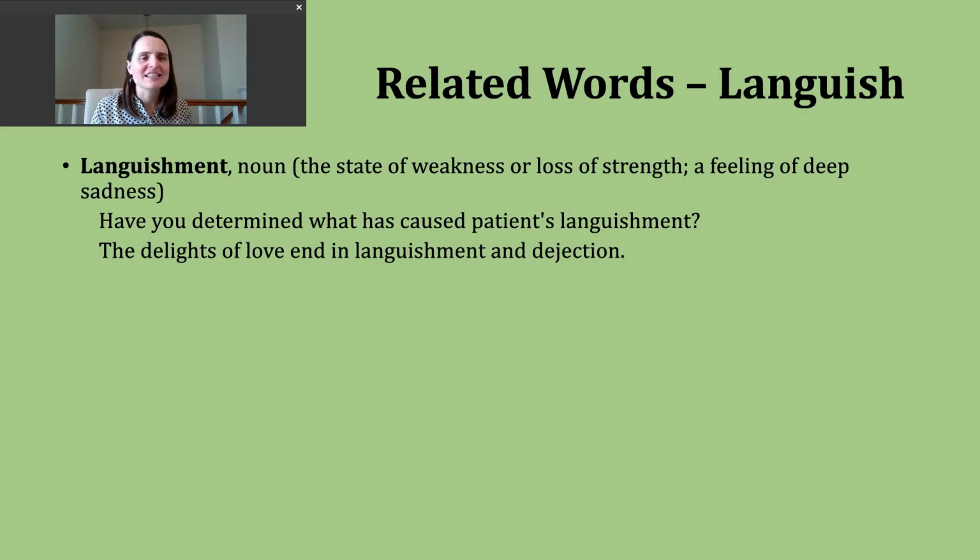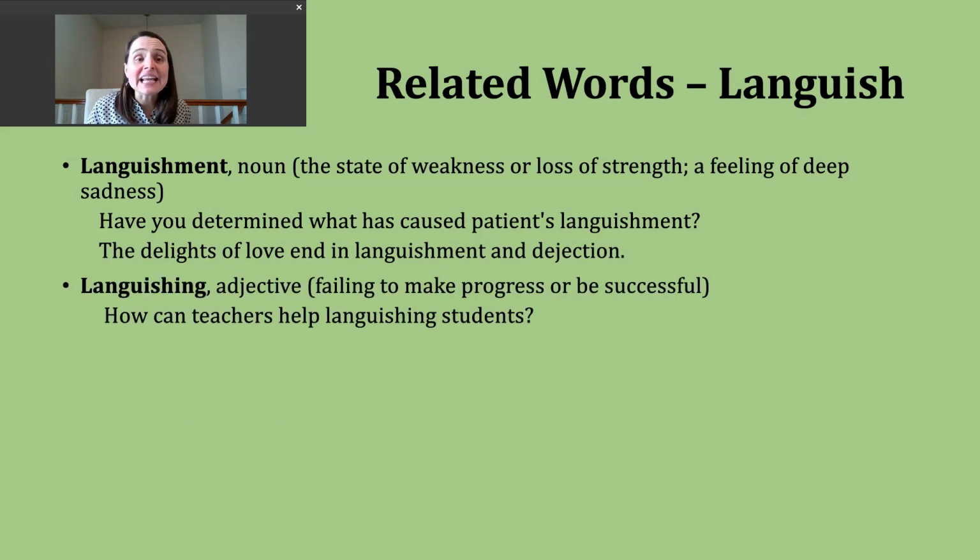An example of this, the delights of love end in languishment and dejection. Okay, so I think a perhaps slightly hurt, if not very hurt person, wrote this sentence. So kind of this idea of, oh, I'm in love, but it's going to end in sadness or a feeling of dejection. Another related word you might encounter is languishing, used as an adjective.